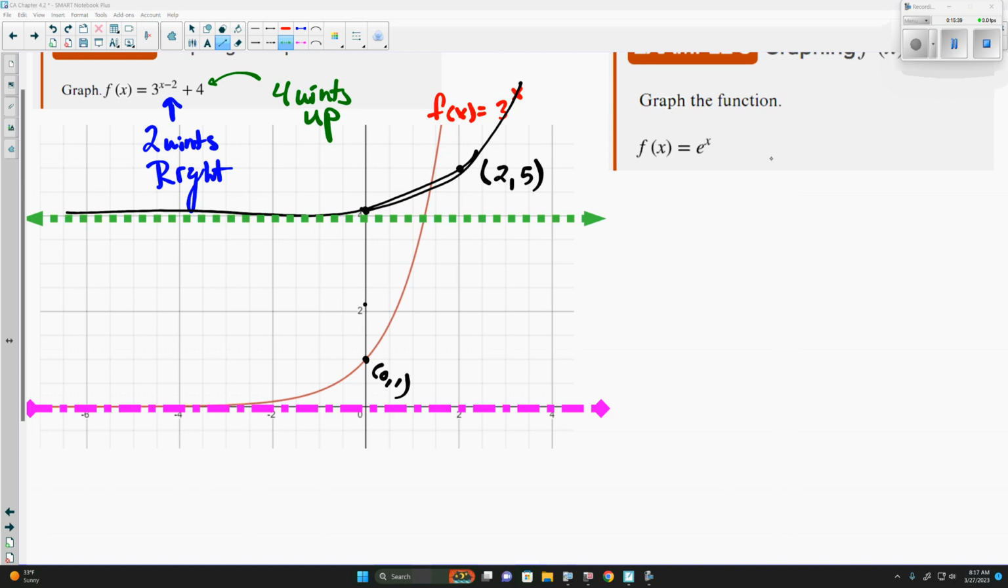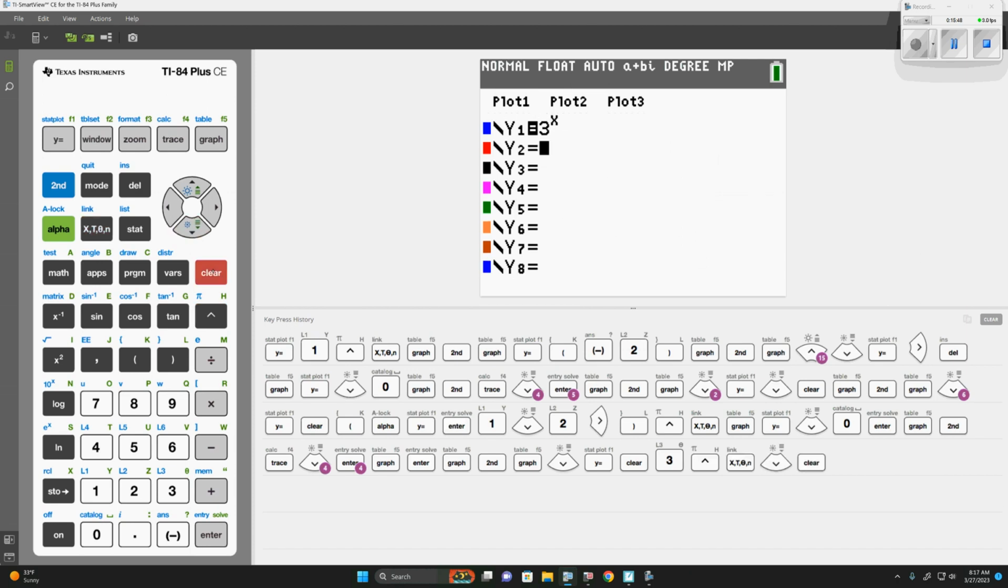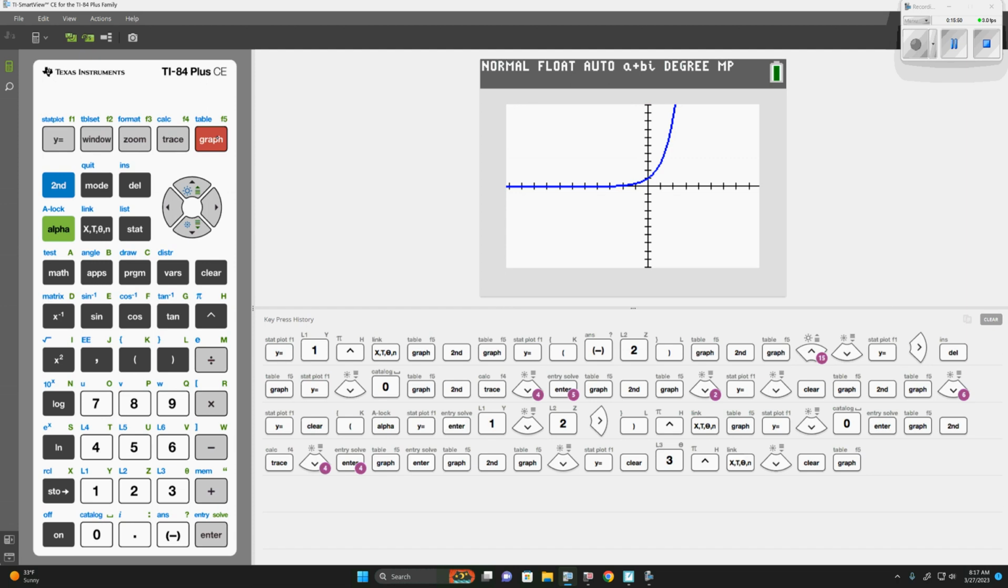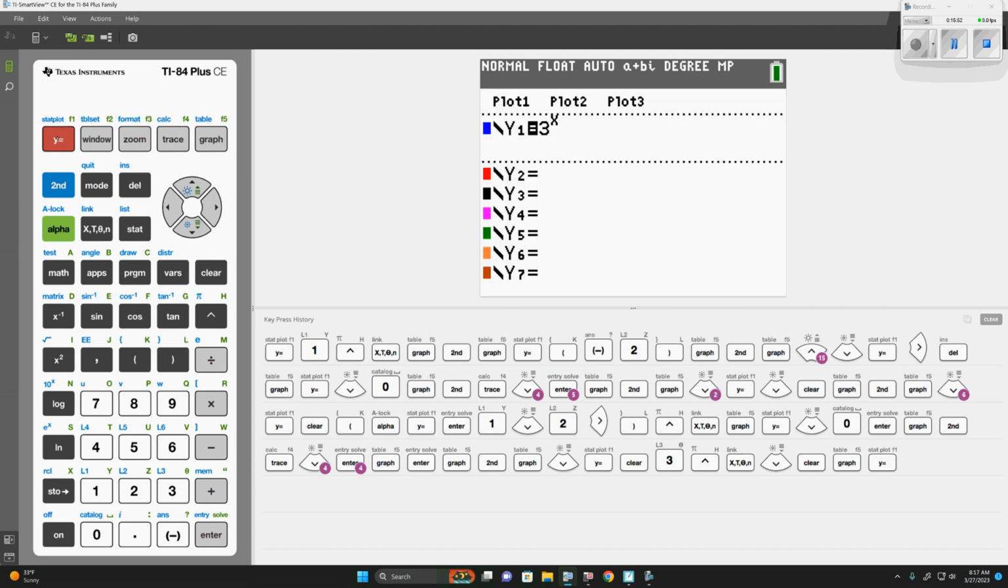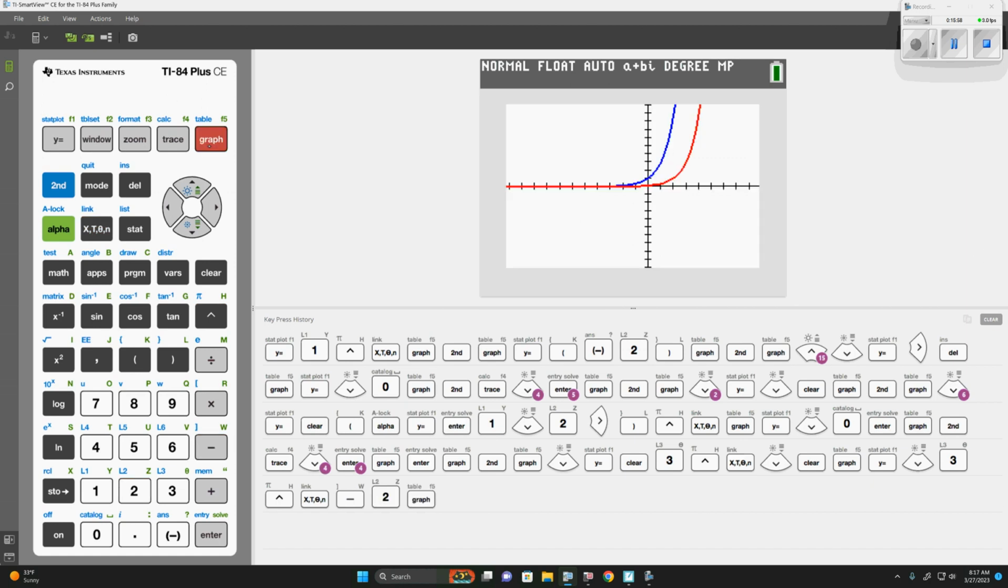Let me pull that up. Now, if we look at the graphing calculator, so I can say 3 to the x graph. So this is our 3 to the x function. Now here we could say 3 to the x minus 2. So this is just moving it 2 units to the right. We can see the whole function shifted 2 units right.